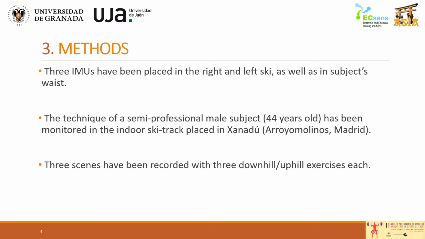Now let's see some more details about how we have done this. So, our methodology. First thing to know is that we have placed 3 IMUs to monitor the skiing practice. One in the right ski, another in the left ski, and the third one in the subject's waist using a tight sport belt. The training of a 44-year-old semi-professional male subject has been monitored and analyzed in the indoor ski track located in Xanadu, Madrid. In total, 3 scenes have been monitored with 3 downhill-uphill exercises each one, recording the information with the 3 IMUs.